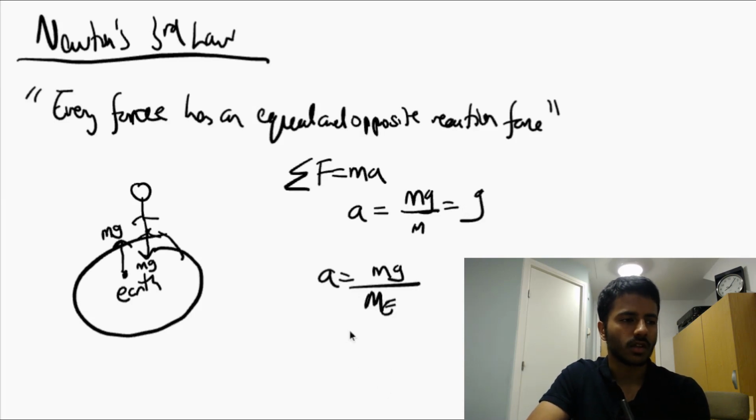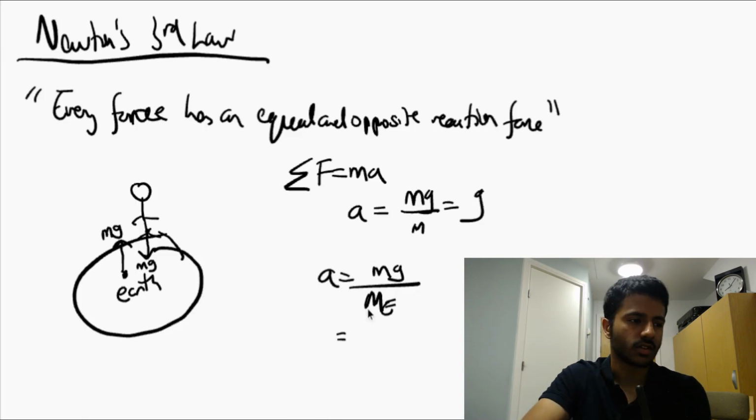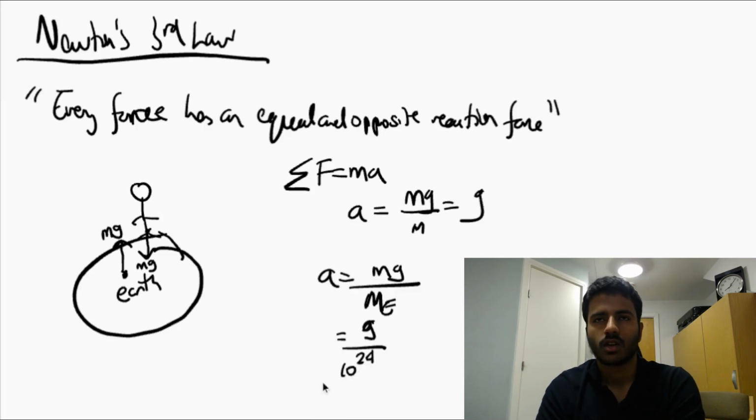And the mass of the earth is about 10 to the 24 times greater than you. So it's 1 followed by around 24 zeros heavier than you. So the acceleration is roughly g over 10 to the 24, which is incredibly small. So that's why the earth doesn't actually move towards you.